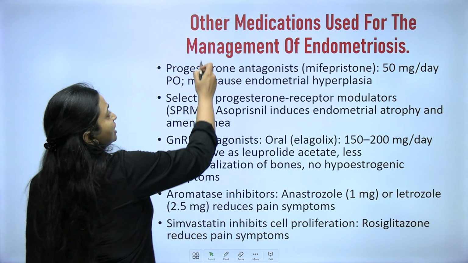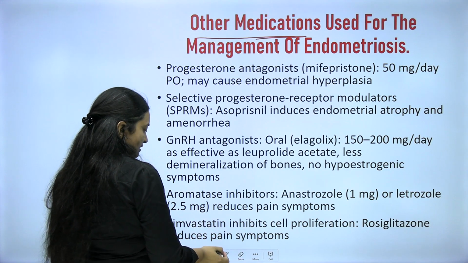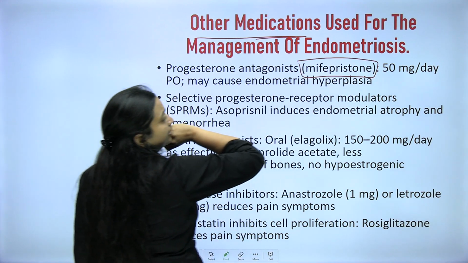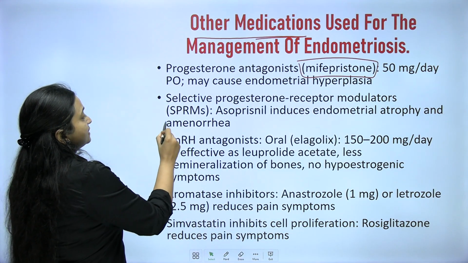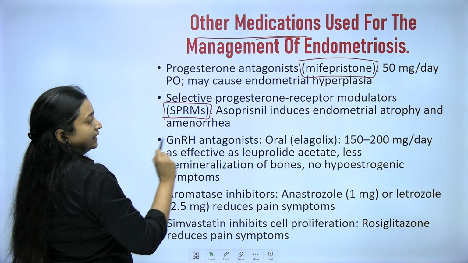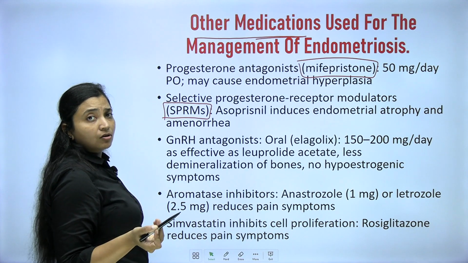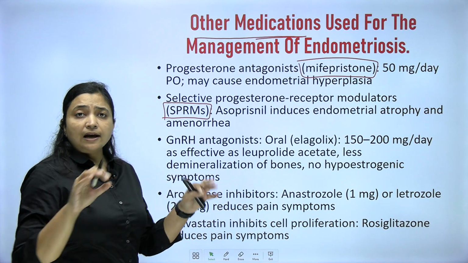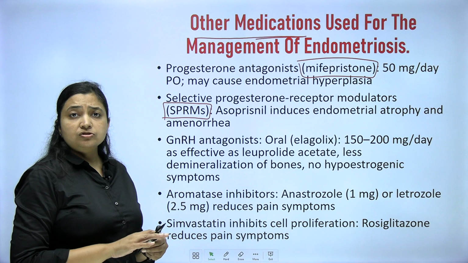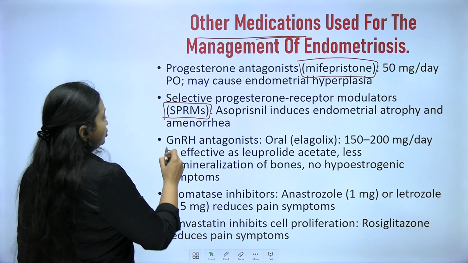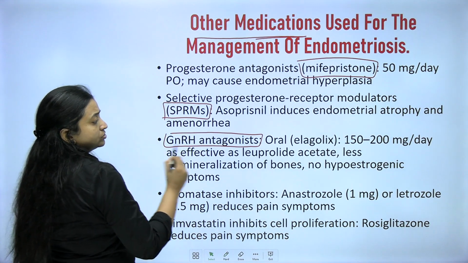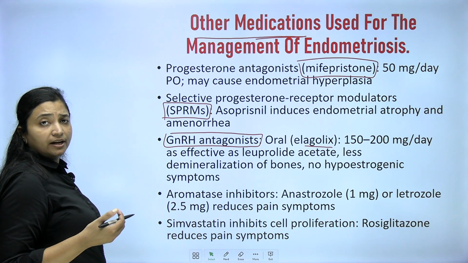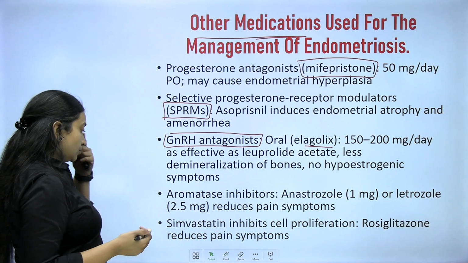Now, there are other medications which can be used, but they are not as popular as those we were discussing. Progesterone antagonists like mifepristone in a dose of 50 milligram orally per day can also help. Selective progesterone receptor modulators like ulipristal can also help, but it can cause endometrial hyperplasia. See, our idea is to decrease the spots, to make an environment where there are no hormones, so there are no proliferative changes. GnRH antagonists are also well tolerated and used. Oral ones are elagolix. The initial flare-up symptoms seen with GnRH analogs are not there in the case of GnRH antagonists.